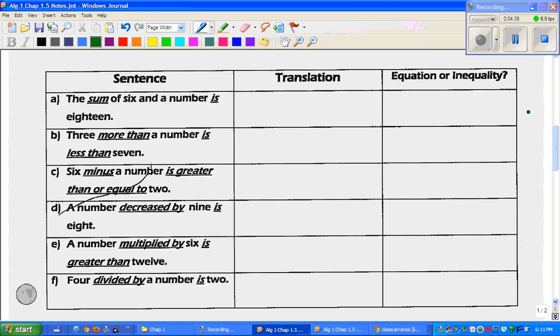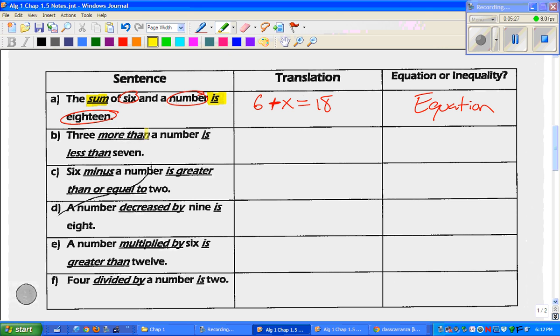Now, let's go through some practice right now. So, we have the sum of 6 and a number is 18. Sum tells me that we have to add. We're adding 6 and a number, and it is 18. Now here's our review from yesterday. Is this an equation or an inequality? Correct answer, equation. Okay, now if you want to try some of these, go ahead, pause the video, and then you can check your answers at the end, okay?